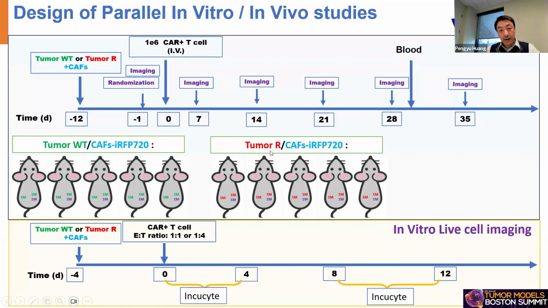We have the tumor R on another side. In an individual mouse, we gave dual tumors. The left side is the tumor only. The right side is tumor mixed with the CAFs and injected into the mice. Then 12 days later we give the CAR T injection, then monitor using imaging. At the same time, in the same setting, we have the tumor or tumor R with CAF or without CAF.